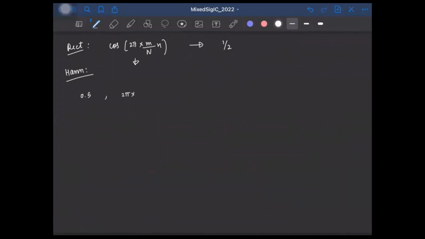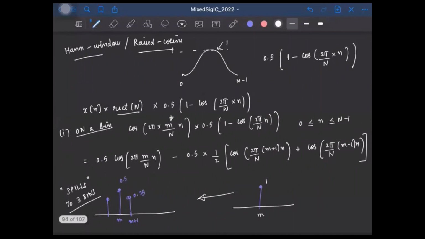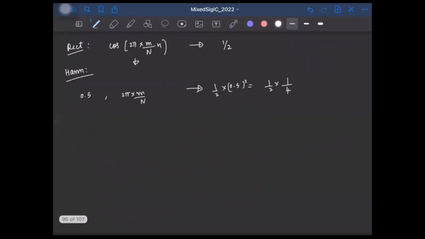2 pi times m by n, right? So what is the power of this? It's going to be half into 0.5 squared. That is simply 1/2 of 1/4, right? So we have the other two sinusoids at m plus 1 and m minus 1, and the amplitude is 1/4, right? So we have 2 more frequencies, 2 pi by n times m plus 1 and 2 pi by n times m minus 1.